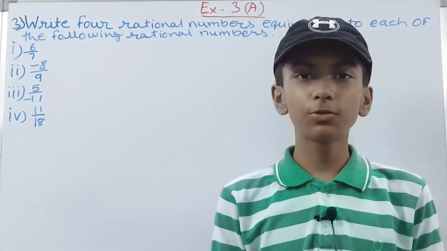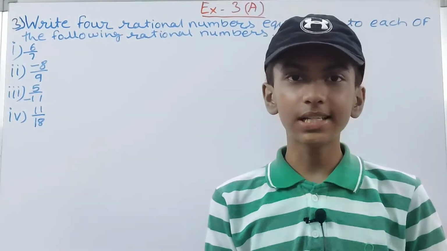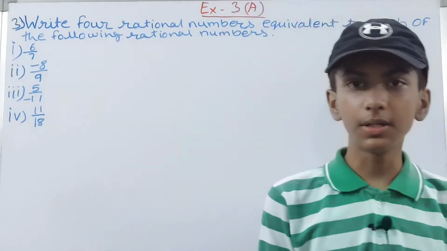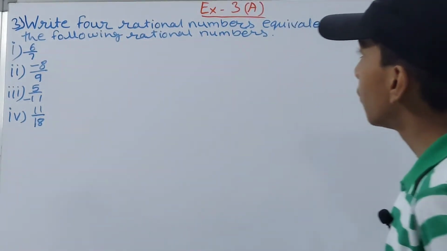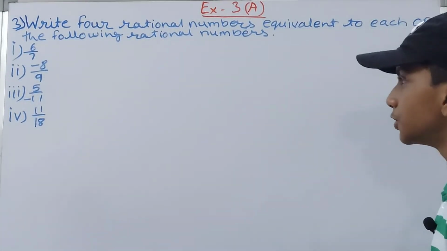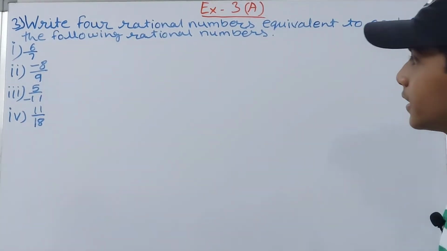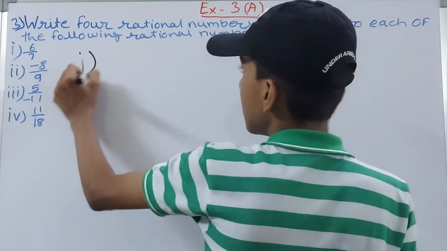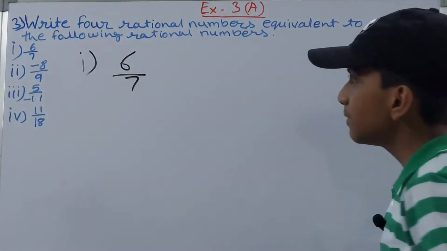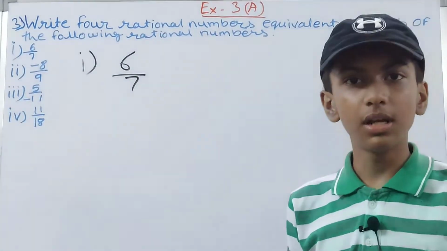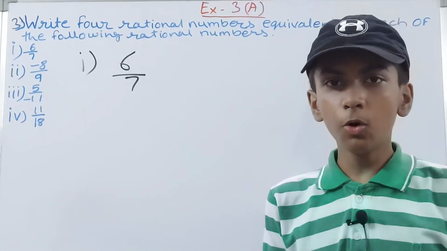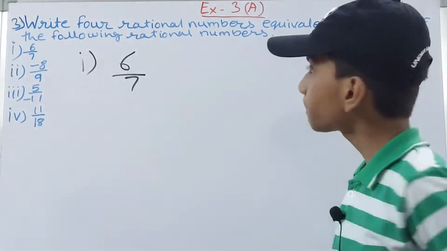In this video, we are going to solve ICSE Mathematics Class 7 Chapter 3 Rational Numbers Exercise 3A Question 3. This one says, write 4 rational numbers equivalent to each of the following rational numbers. Now, you can see the first part says 6 upon 7. We have to write 4 rational numbers of this, so we'll multiply 6 upon 7 by 4 different numbers.